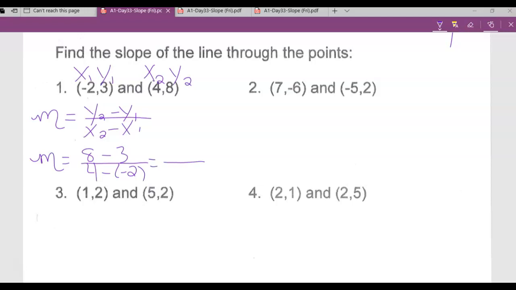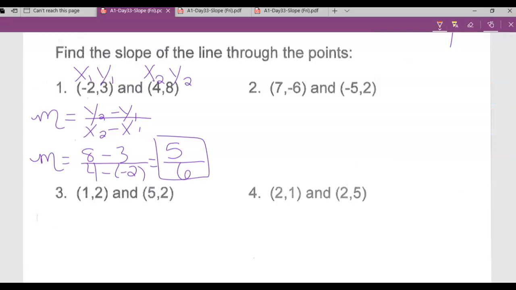On the top, what is 8 minus 3? 5. And on the bottom, verify with your calculator too, 4 minus negative 2 is 6. Can 5 sixths be simplified any? No. So 5 sixths is our slope, and that's our answer. Stop there.